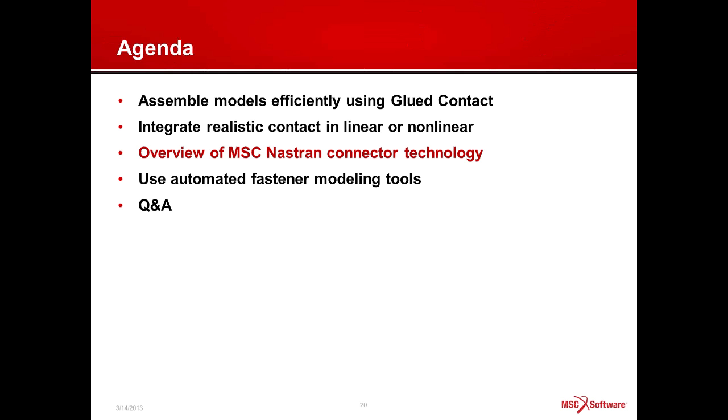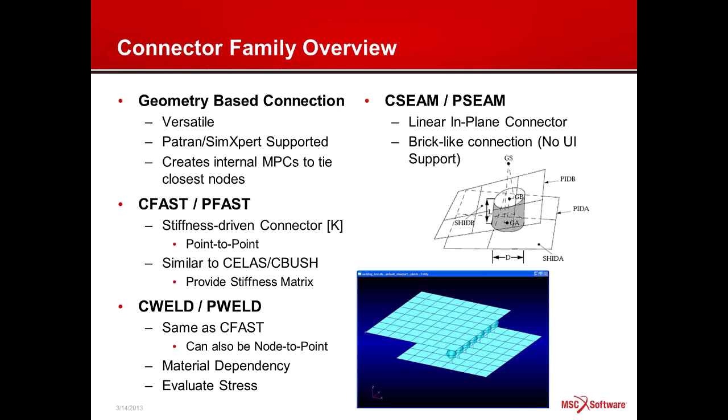Quickly on the Nastran connector technology, not sure who is familiar with this, so it's good to have a refresher on the fact that Nastran provides different types of fasteners besides the typical bar, beam, or RBE2, RBE3 type of assemblies with multi-point constraints. So here's a description of how we can build assemblies and attach them together. The first two are the CFAST and the CWELD. These two connectors behave the same way in terms of definition.